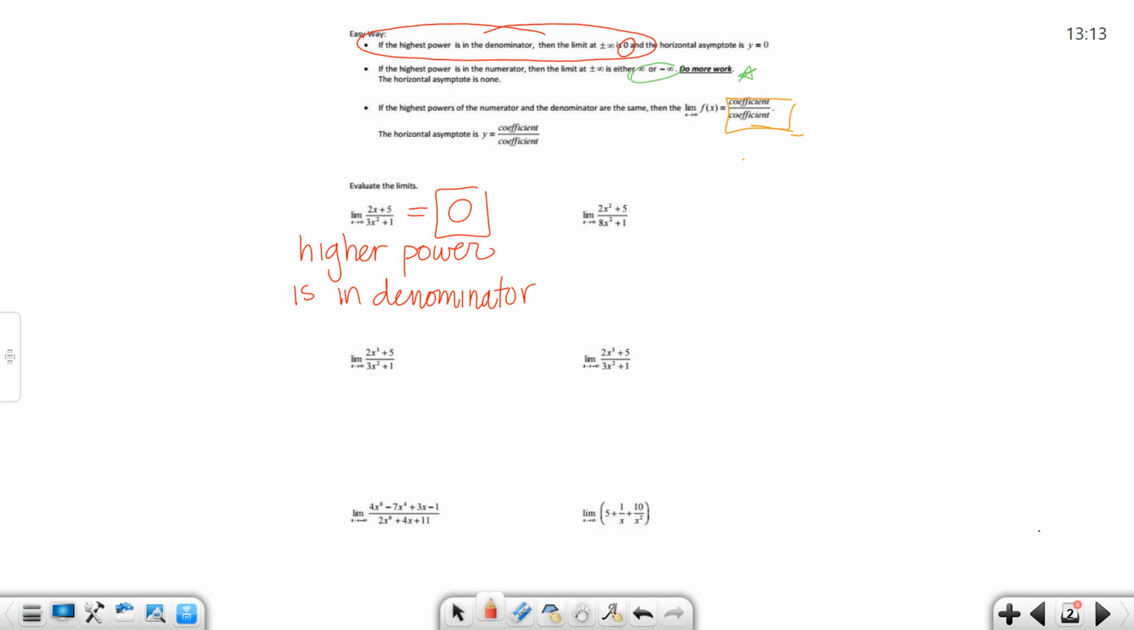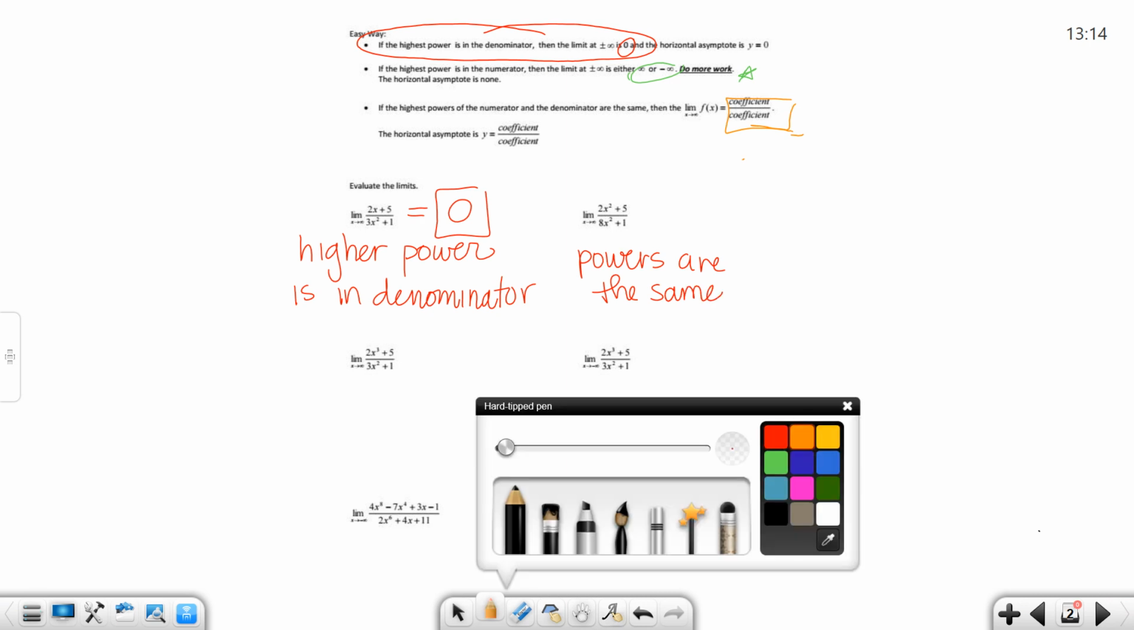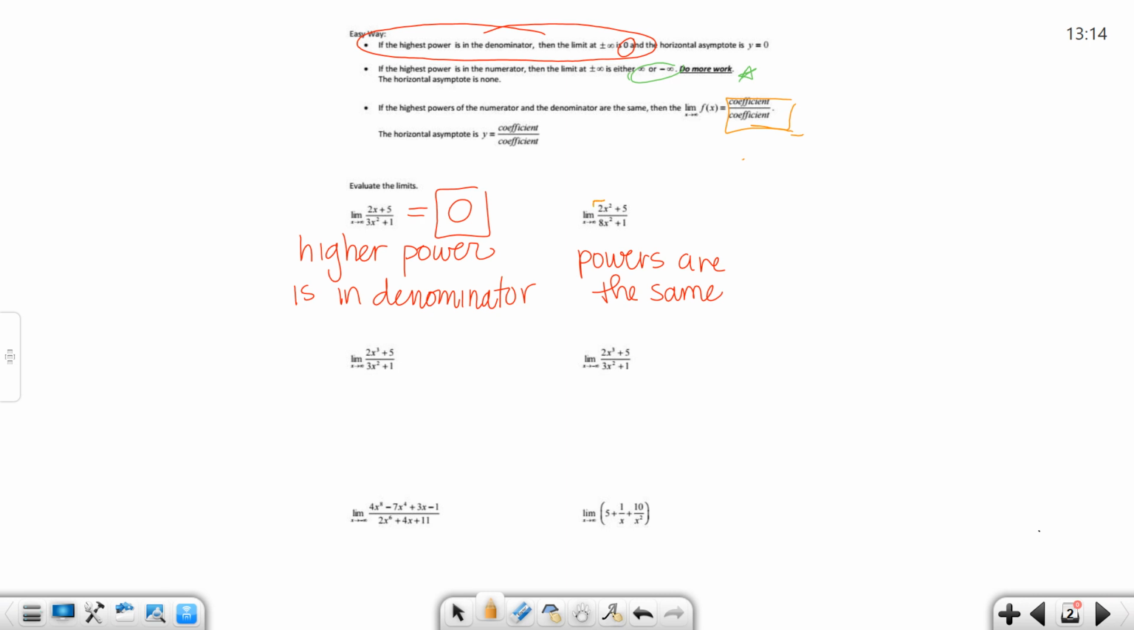Okay, for the second one, you have a power of x squared on the top and a power of x squared on the bottom. The powers are the same. If the powers are the same, you have a little rule up there in an orange box. It says, take the coefficient of x squared here, take the coefficient of x squared here, so it would equal 2 over 8, which means your limit would be 1 over 4.